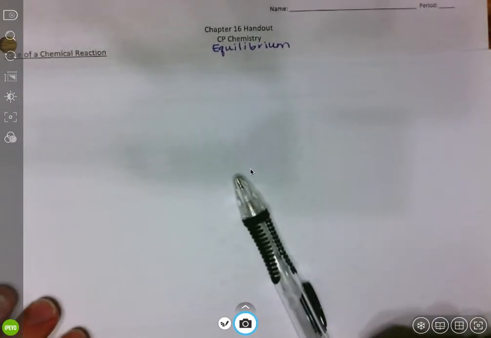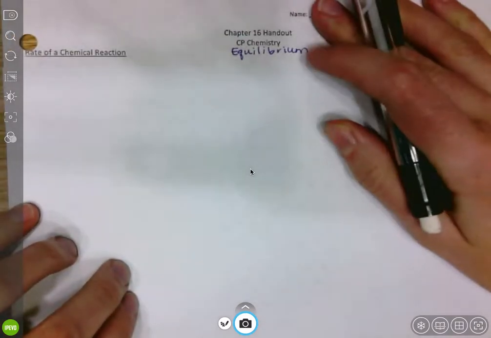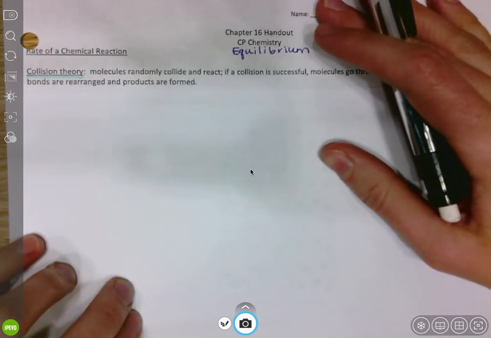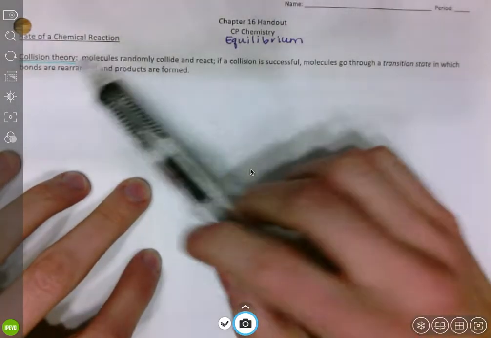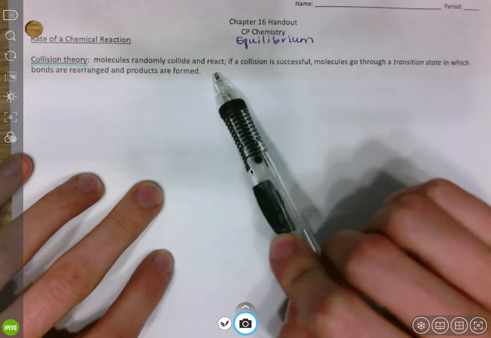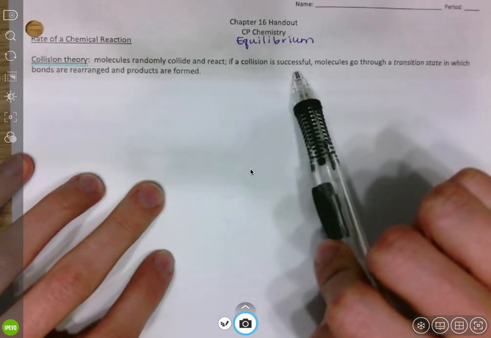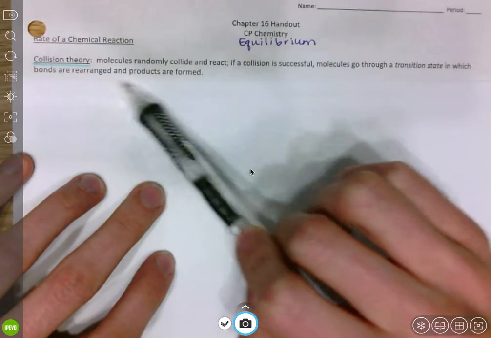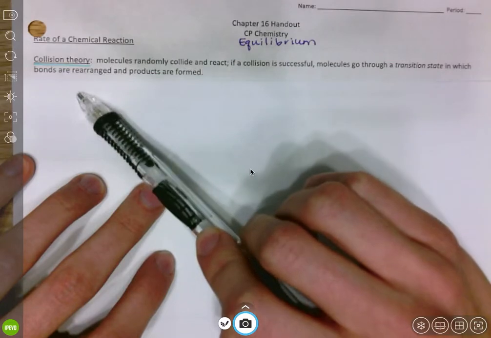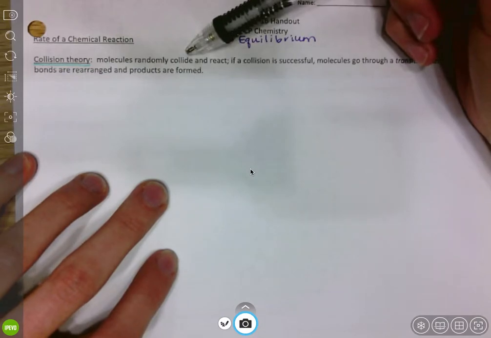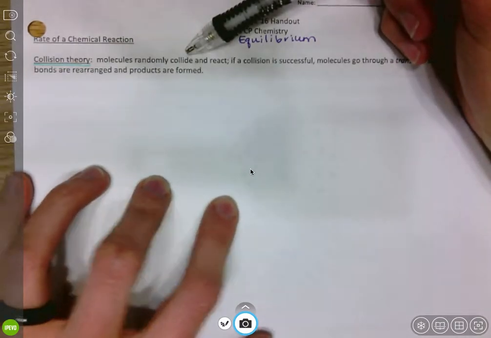All right. Chapter 16 has to do with equilibrium and reaction rates. So the first thing in our chapter handout is we're going to be talking about the rates of a chemical reaction. So we have a definition of collision theory. In collision theory, our molecules are randomly colliding, and if a collision is successful, molecules will go through a transition state in which the bonds are rearranged and products are formed. So we're breaking and making bonds if we have an adequate collision in order for a reaction to occur.